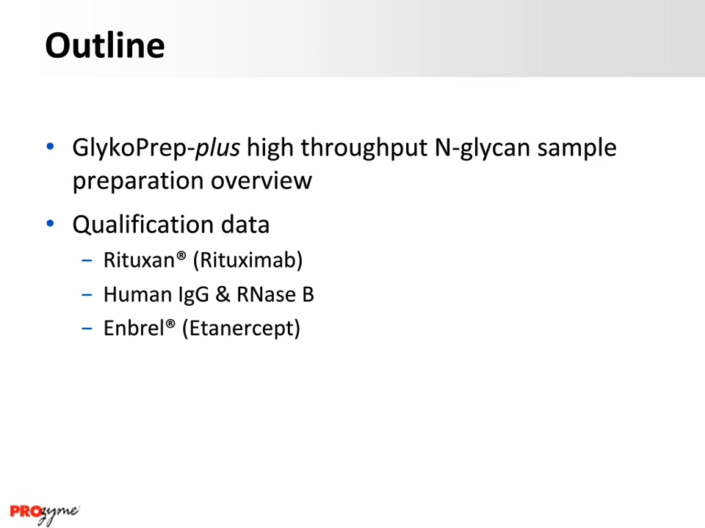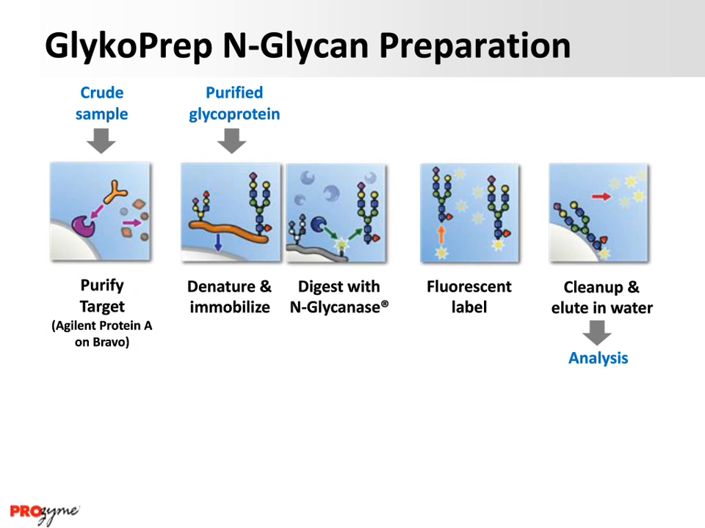So this slide gives a summary of GlycoPrep. It's a modular sample preparation platform for N-glycans. Up front, there's an optional protein A purification module to purify antibodies from conditioned media. And then you take your purified glycoprotein and denature it and immobilize it on a reverse phase matrix. You then digest with N-glycanase or PNGase F to release N-glycans. These released N-glycans are then fluorescently labeled, and as Jim has touched upon earlier in this webinar, the excess dye is then cleaned up with a HILIC resin, and the eluted N-glycans in water can then be used for analysis.